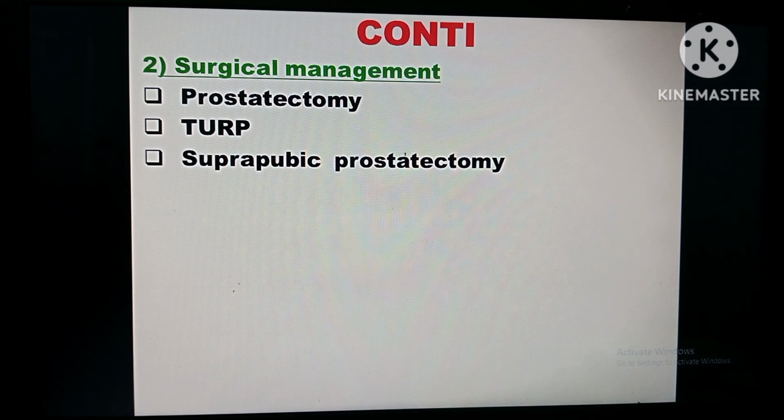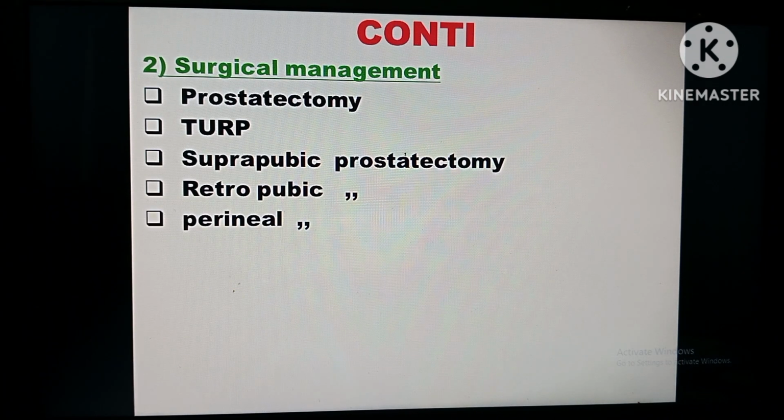In TURP, several types are there. Okay, TURP only. Sorry. The third one is suprapubic prostatectomy. That name is given according to how they give the cut. Suprapubic means it involves a lower abdominal incision and the incision is straight. Retropubic prostatectomy means the surgeon approaches the prostate through a lower abdominal incision without entry into the bladder. So the cut will be given left to right.